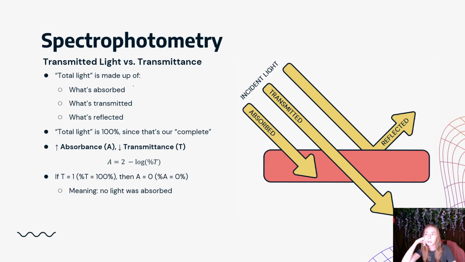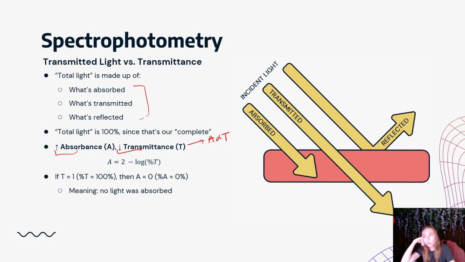Total light, again, is made up of absorbed, transmitted, and reflected light. Total light is our complete or total, so it's our 100%. It's our frame of reference, our benchmark. As transmittance goes down, absorbance should go up, because these are inversely proportional. So as one goes up, the other goes down. As one goes down, the other goes up.